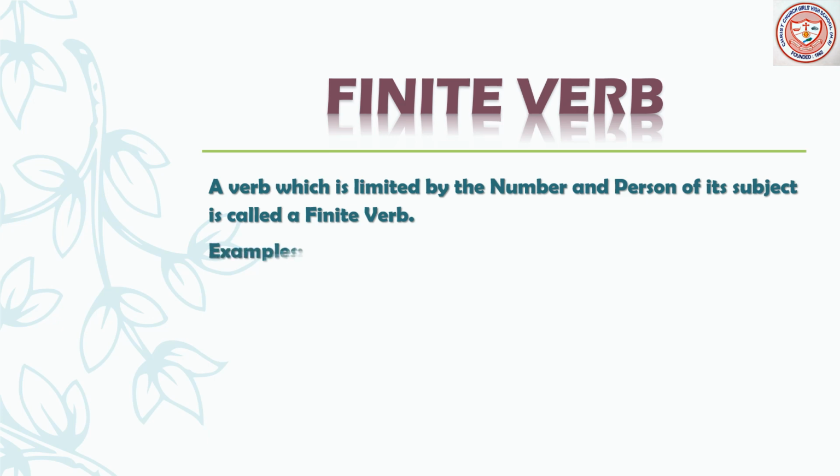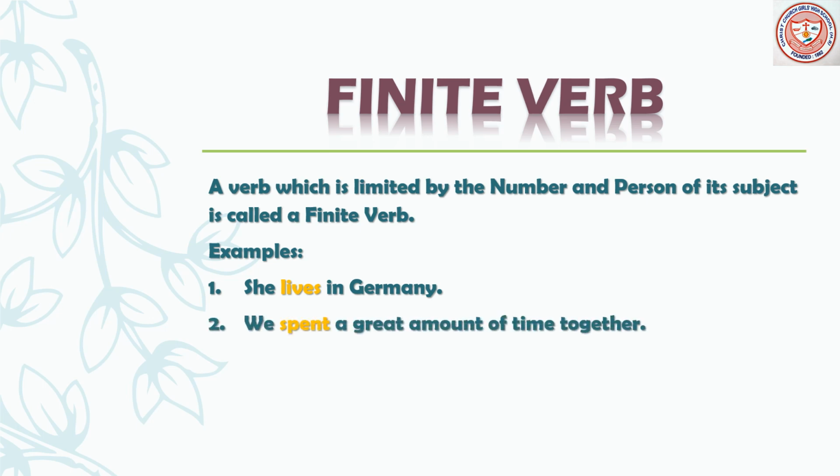Let's go through some examples. Number 1. She lives in Germany. In this sentence, she is the subject and lives describes what the subject does. So, lives is a finite verb in this particular sentence. Next example. Number 2. We spent a great amount of time together. In this particular sentence, the subject is we and spent is describing what the subject does. So, spent is a finite verb in this sentence.